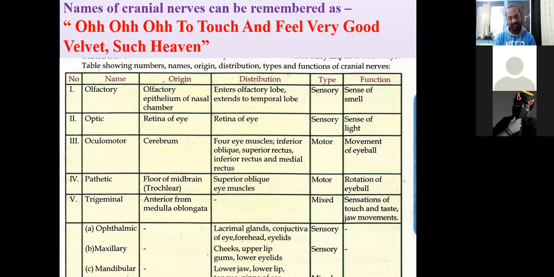Lacrimal gland, you know, is most activated in girls. Yeah, it is called the tear gland. Then the conjunctiva of the eye, we can say the surface area surrounding the lens. Then forehead, then eyelid. Then cheeks, upper lip. Lacrimal gland, conjunctiva of eye, and forehead along with the eyelid. The sensory information is taken by the ophthalmic nerve.